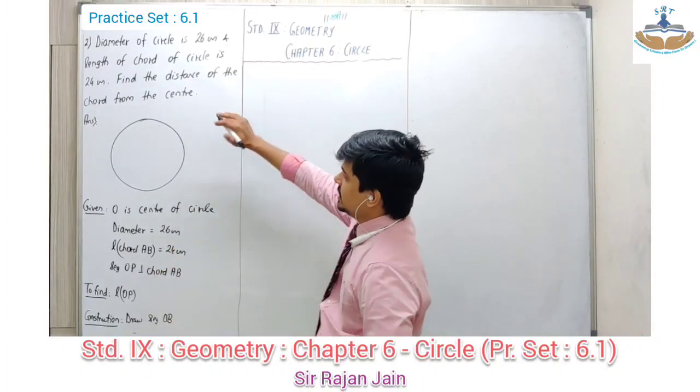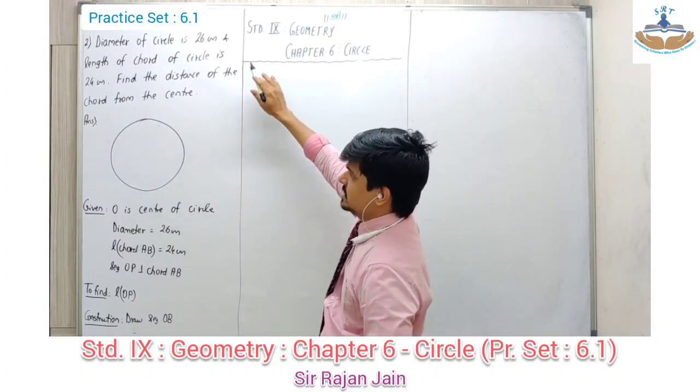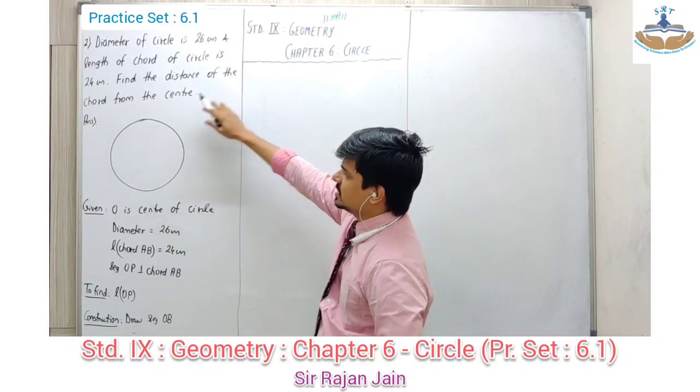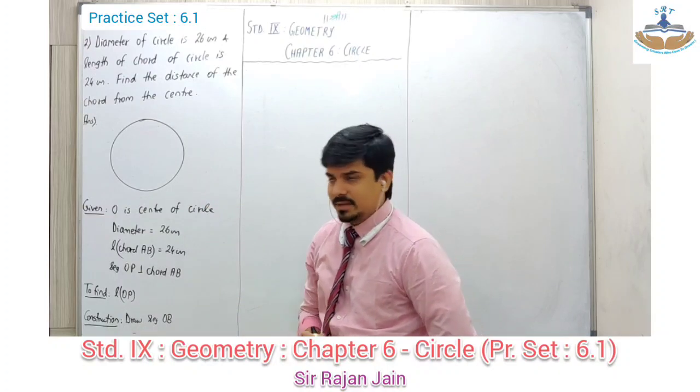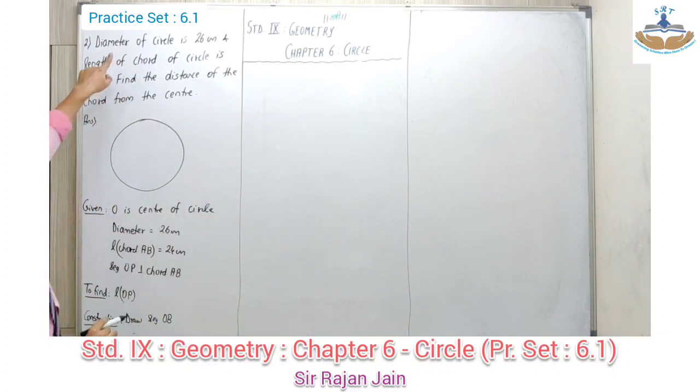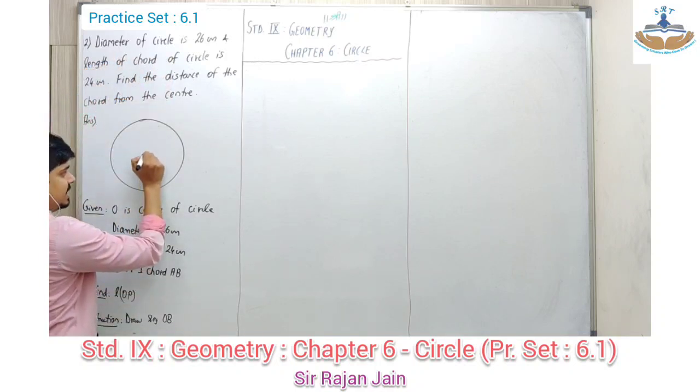Okay, now question number 2 says what? Diameter of circle is 26 centimeter. Length of chord of circle is 24 centimeter. Find the distance of chord from the center. Diagram is not given. Let's see how to draw the diagram at looking at the given data. Diameter of circle is 26 centimeter.